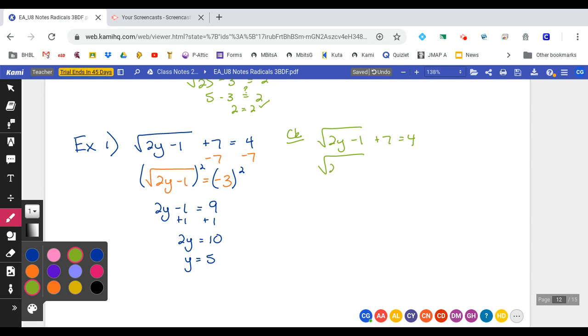So when I check this in my original equation, I have the square root of 2 times 5 minus 1, plus 7. And I want to know, is that equal to 4? So 2 times 5, which is 10, minus 1. So the square root of 9. So it's really a 3 plus 7. Is 3 plus 7 equal to 4? No, that's 10. So this is rejected. What this is telling me is that there's no solution.